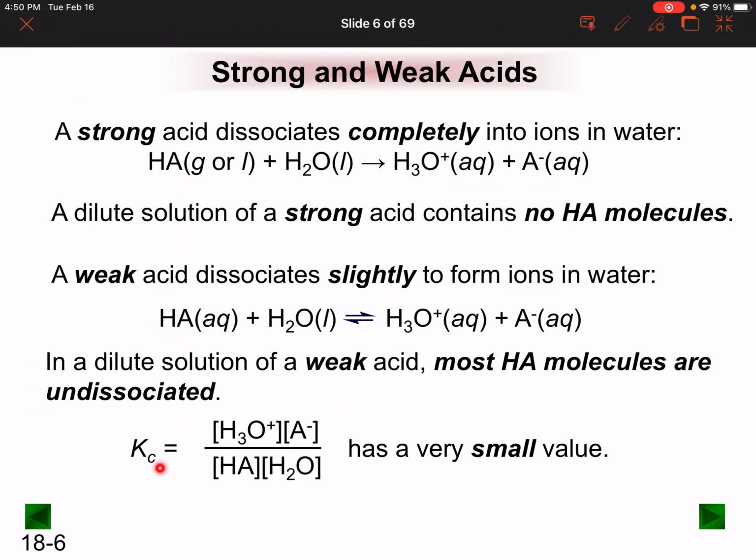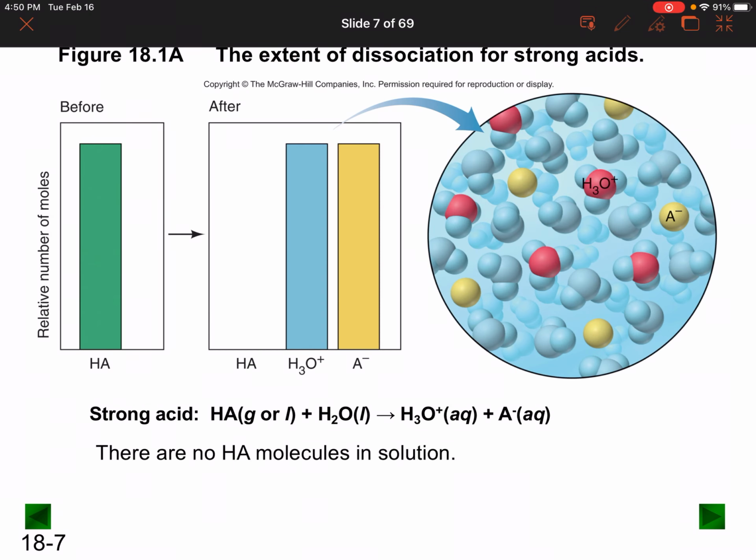And if you write the equilibrium constant Kc, remember we learned about the Kc in the previous lecture. So your products, hydronium ions and A minus, over the reactants HA and water, which has a very small value, meaning the forward reaction is very less. You only have less amount of hydronium ions and A minus dissociated. Most of the HA molecules are undissociated. Now you can see this in this diagram here.